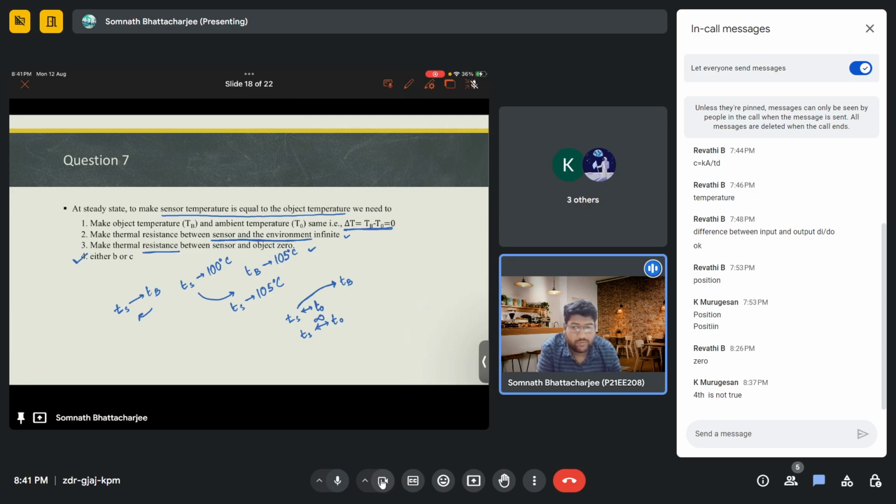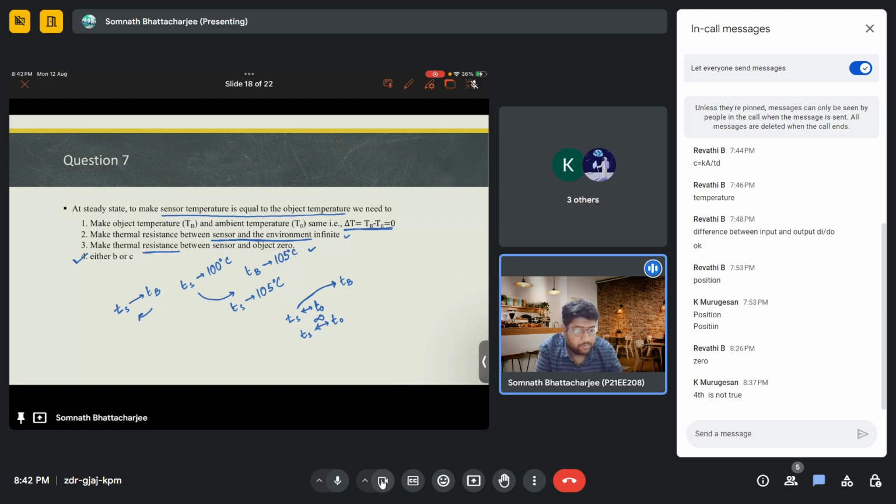In the first case, we can just increase the thermal resistance of the sensor with the environment to infinite. So the temperature of the sensor can't even reach the values of the environment, and it will anyway move towards the object temperature. Another case is that the sensor temperature is able to move to the object temperature directly without any resistance. So the third point is also true.